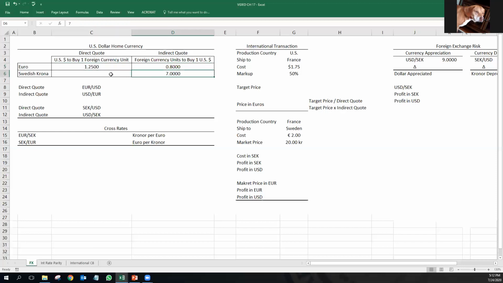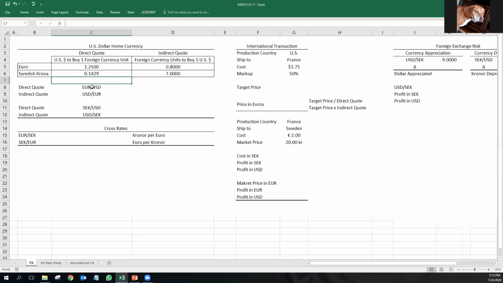Okay, so what we have here is we're talking about the Swedish krona. I think that's how you pronounce it. In this case, they give us the indirect quote. So it takes 7 Swedish krona to buy 1 US dollar. And to take the direct quote, in other words, the reciprocal, the flip side of it, how many dollars does it take to buy 1 Swedish krona? So it equals 1 divided by that quote. So it takes a little over 14 cents to buy 1 Swedish krona.